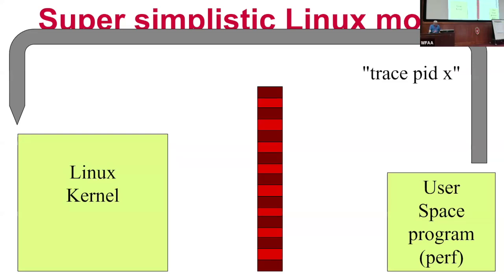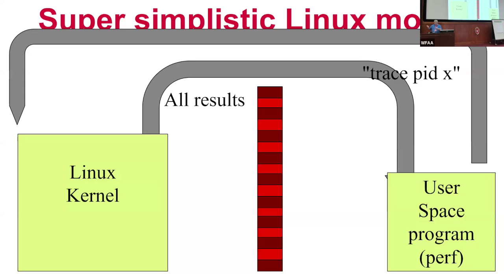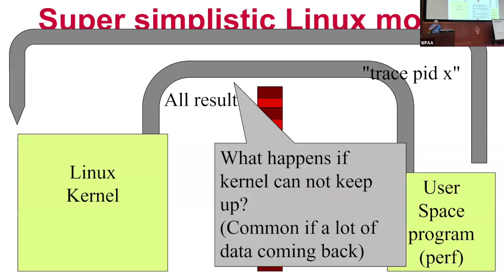And then all the results come back and they have to jump over the big hurdle that is the kernel user space barrier. And that can be a lot of data, especially if we weren't filtering out that futex, where we get pages and pages and pages of data always coming back. And sort of the first question is, well, what happens if the kernel can't keep up? And this is common if you've got a huge amount of data coming back. Does anyone know what happens?